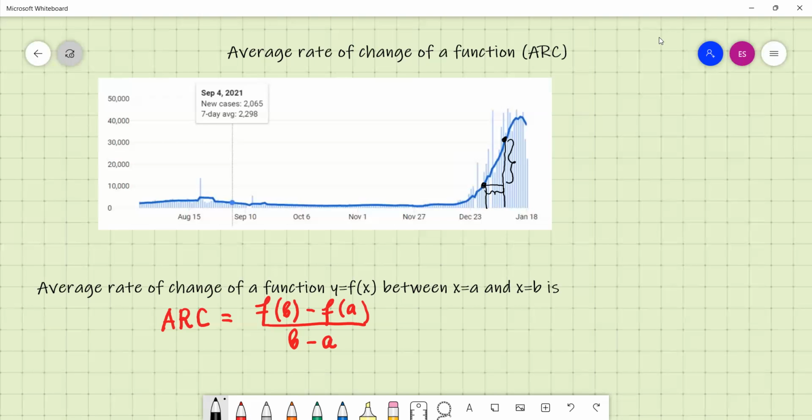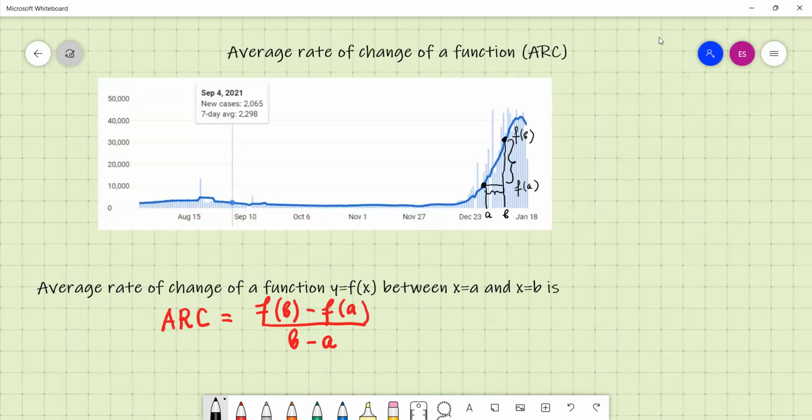By definition, the average rate of change of the function f of x is going to be, let's name this point A, and this is point B, this is going to be f of A over here, and that's going to be f of B over here. So we calculate how much the function changed in total over this period of time, and then divide by how long the period of time was, B minus A, and that's going to be the average rate of change.